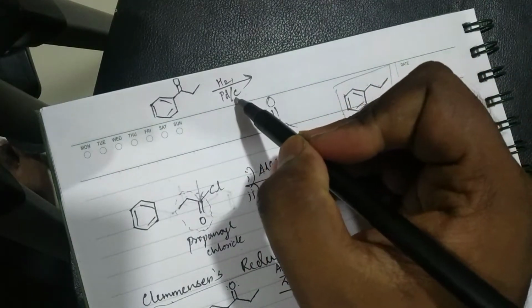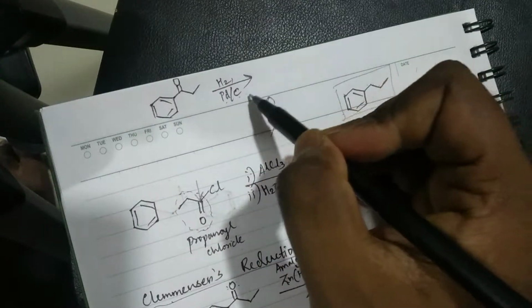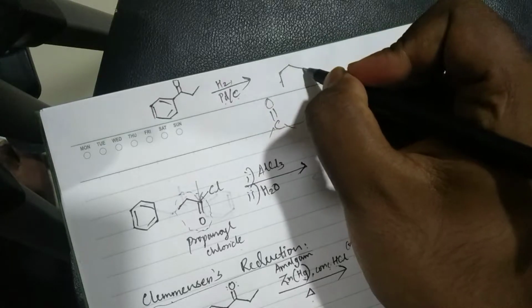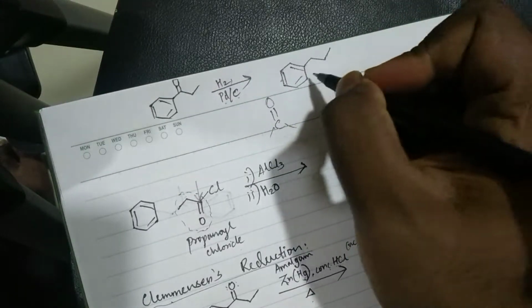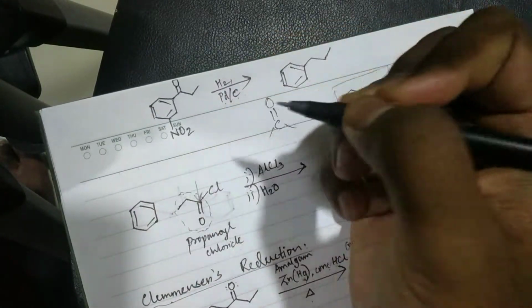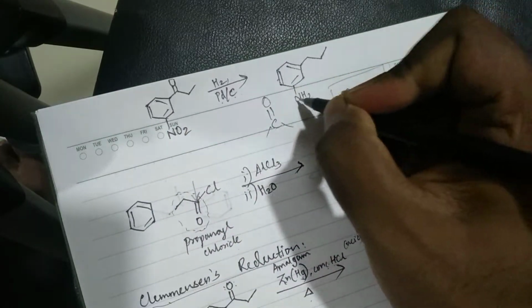Okay, so what does this mean? Palladium is adsorbed on carbon and hydrogen gas is passed through that catalyst. So you will still get the target molecule that we opened this video with. Okay, but the problem is, suppose I have an NO2 group, that NO2 will become NH2.